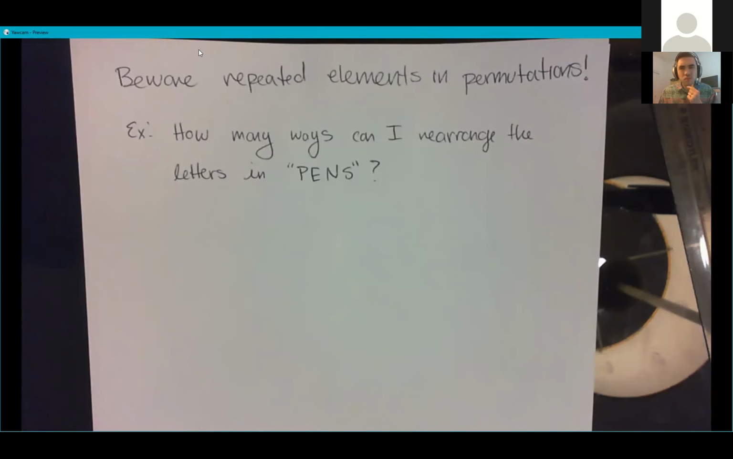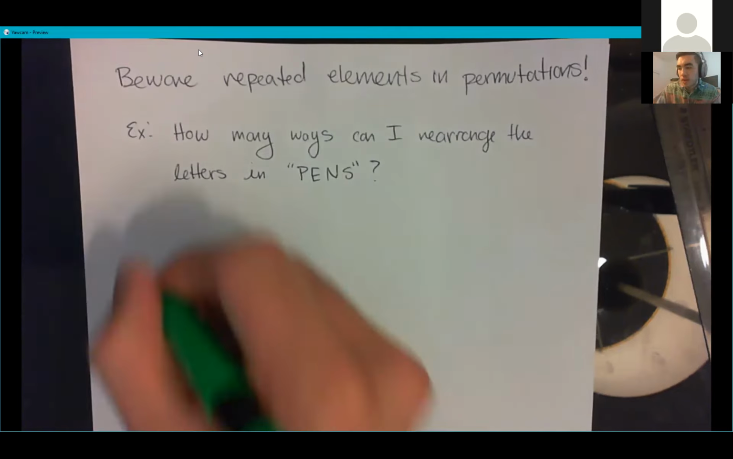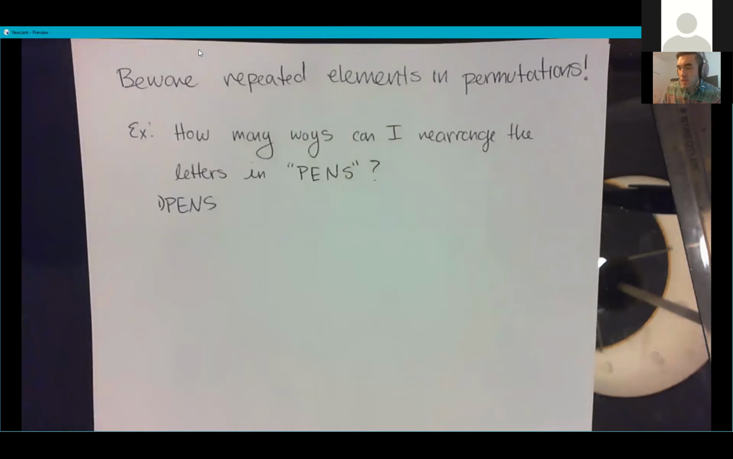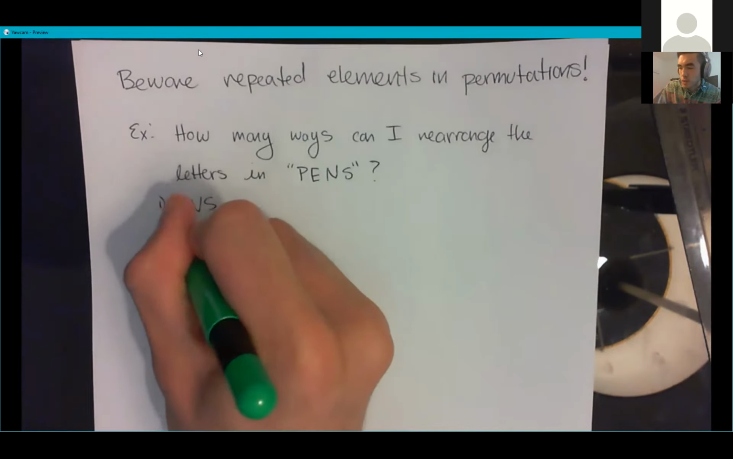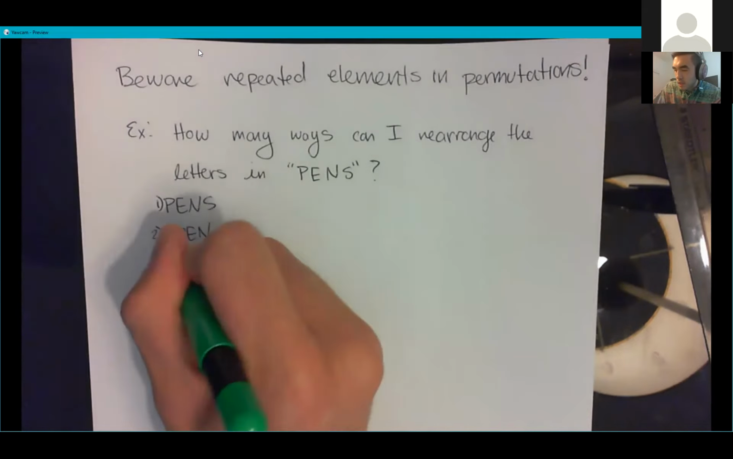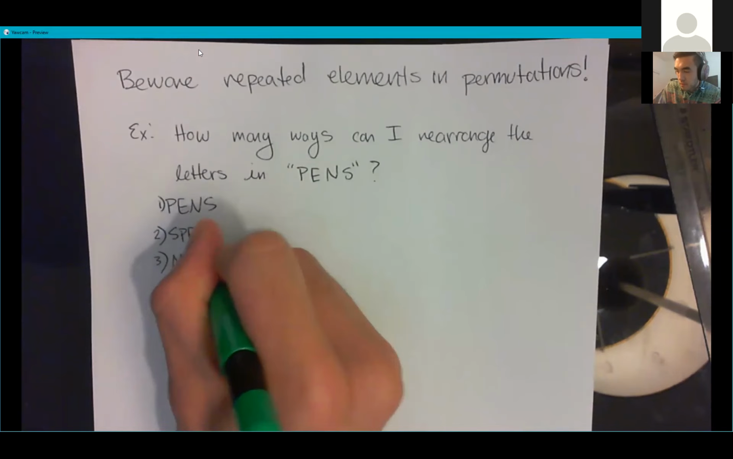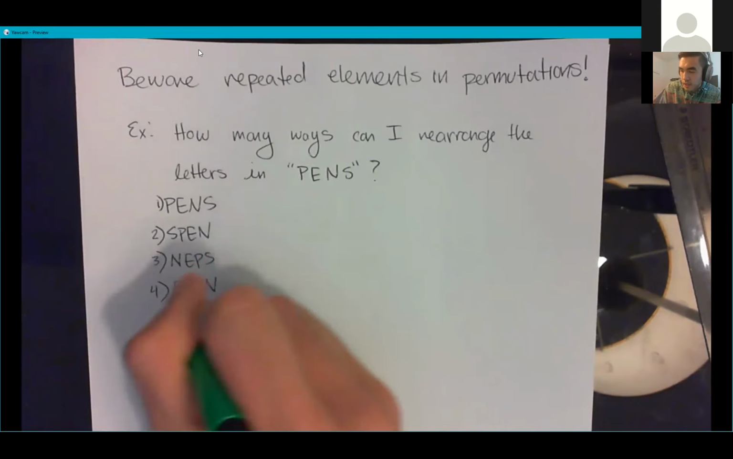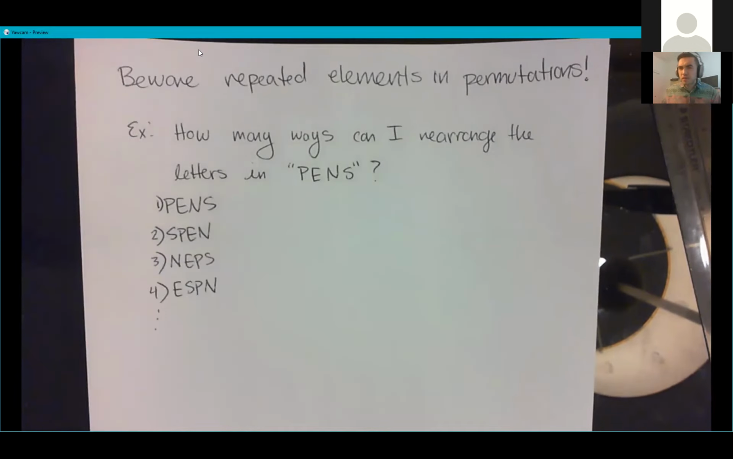So what is this asking us about? How could we calculate this, or how could we reason this out? If I have 4 letters, P, E, N, S, pens, that one I can spell out, obviously, pens. That's my first one. And number 2, I could also spell out spen. I could also spell out neps. I could also spell out ESPN. How many of those are there?